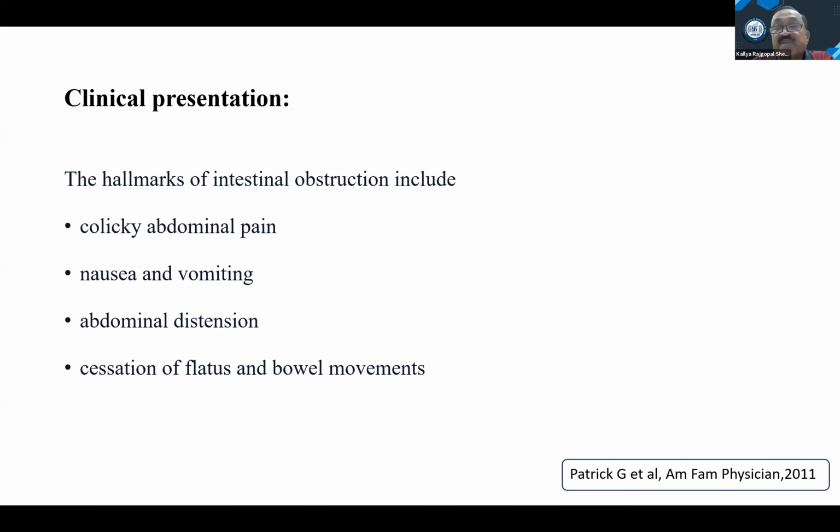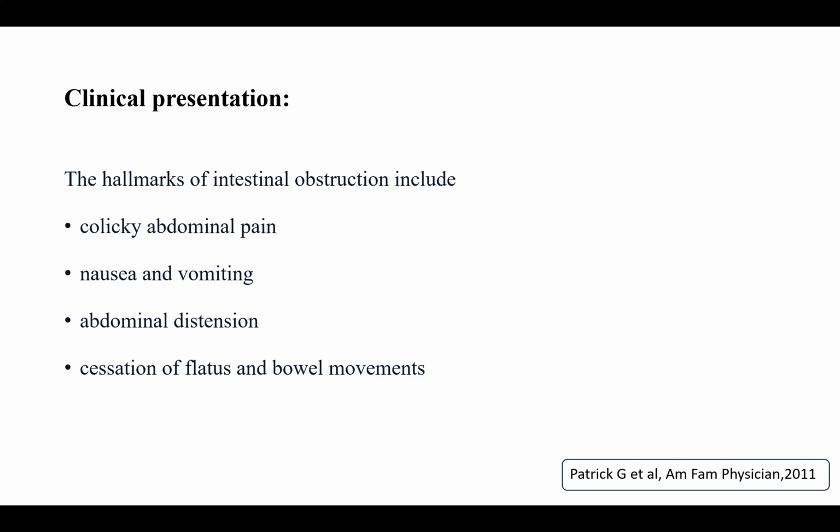Management is in the next class, correct? Dr. Lakshman will be presenting apparently. So you should have explained this much more, sir. Can you explain the hallmarks, colicky pain, vomiting, distension, each one of them, a little more? Can you explain, Dr. Praveen? Yes, sir, I'll be explaining now.